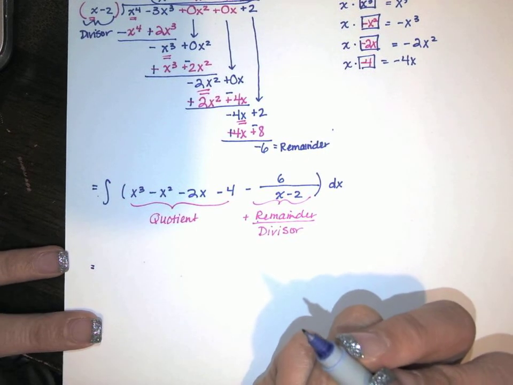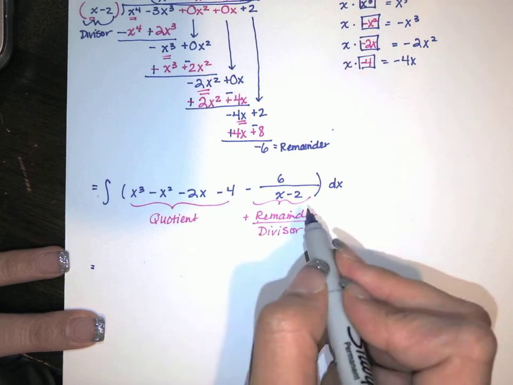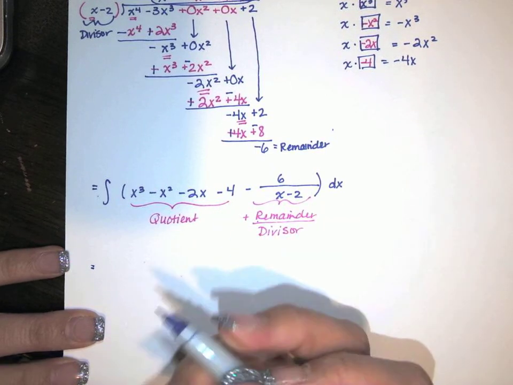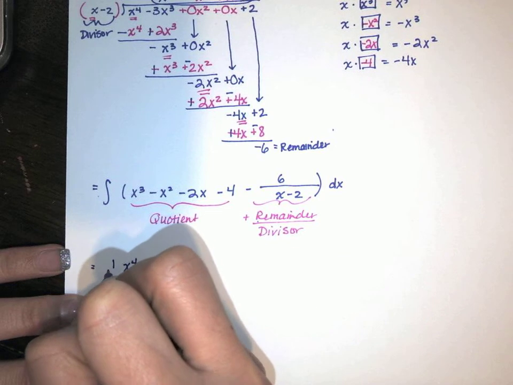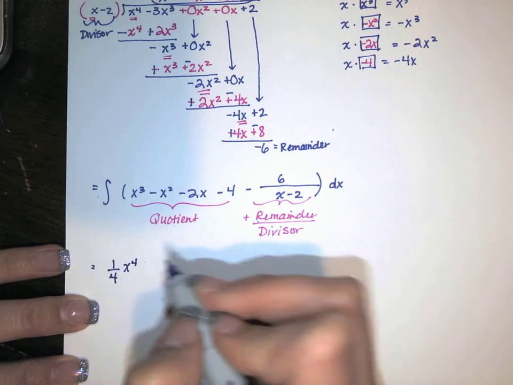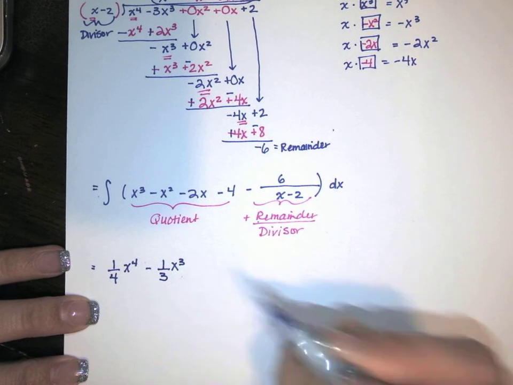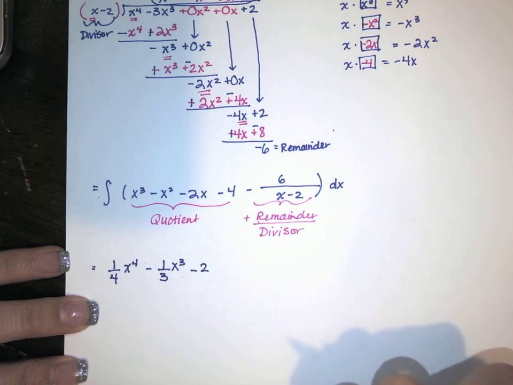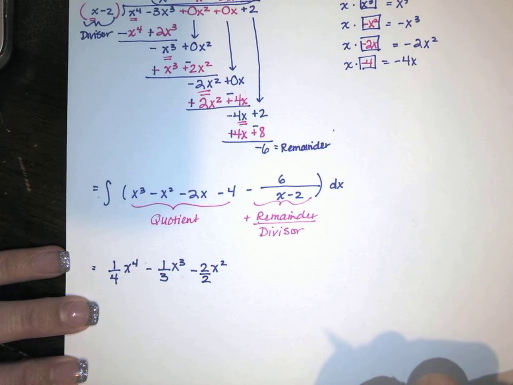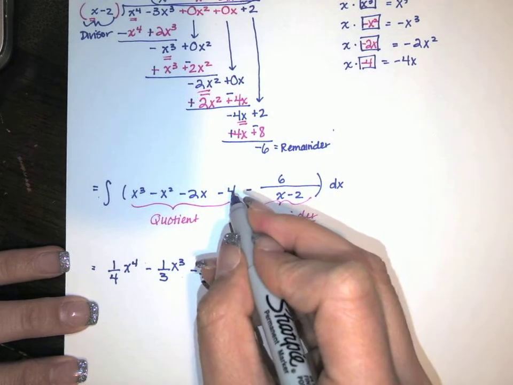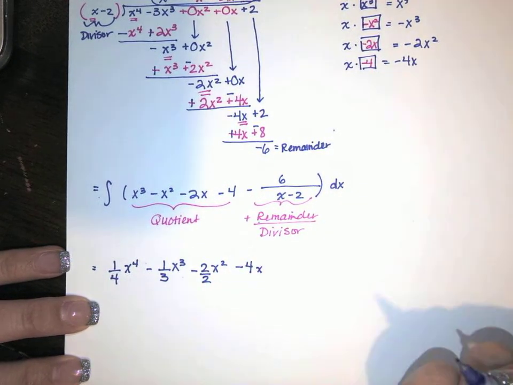Okay, so now we're ready to apply our rules. These 4 guys all have rules, and that one's going to require a simple u-sub. So in this one, I want to add 1 to the exponent, divide by the new exponent. Add 1 to the exponent, divide by the new exponent. Bring your negative 2 down. Add 1 to the exponent, divide by the new exponent. The antiderivative of a constant is the constant times your variable of integration.